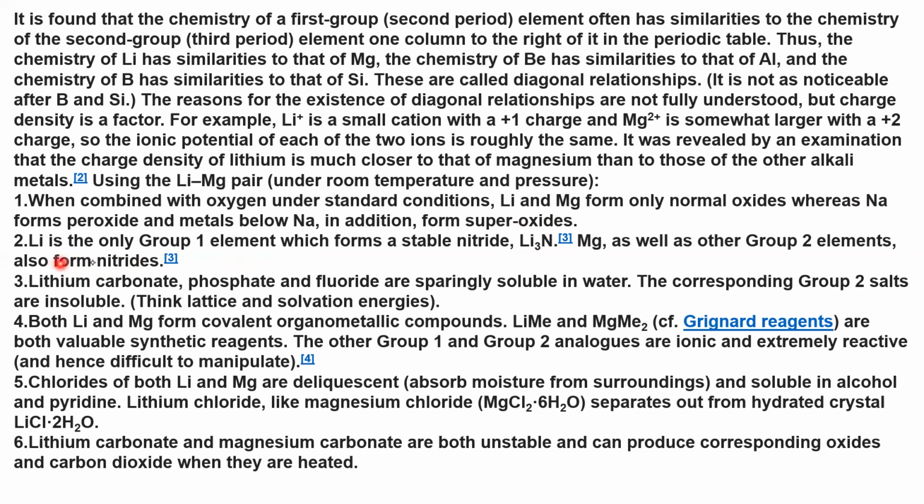Lithium carbonate, Li2CO3, phosphate and fluoride are sparingly soluble in water. So the carbonates, phosphates and fluorides of lithium are sparingly soluble in water. The corresponding group 2 salts are insoluble. Think lattice and solvation energies. Both lithium and magnesium form covalent organometallic compounds, that is lithium methyl, magnesium methyl, Grignard's reagent.